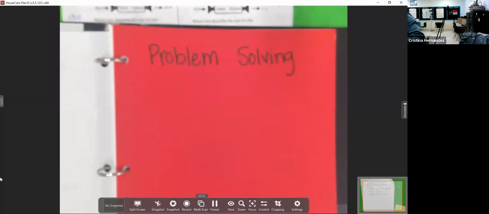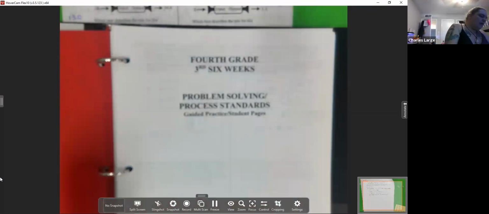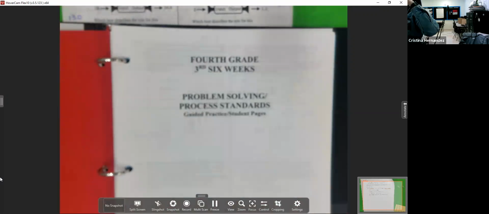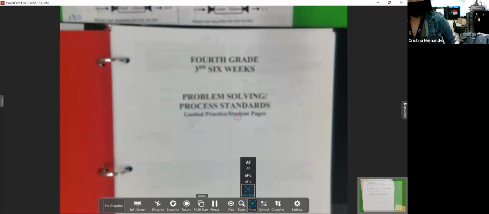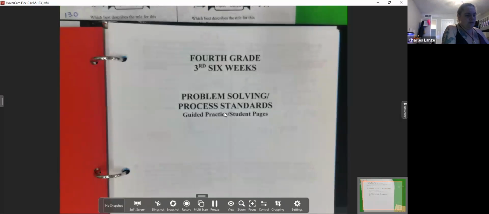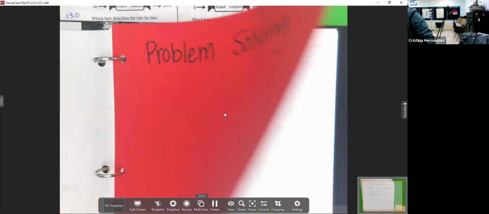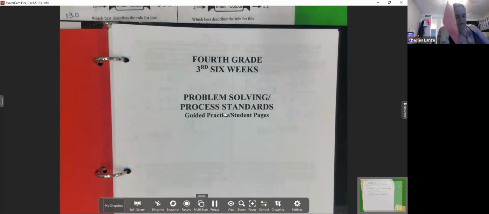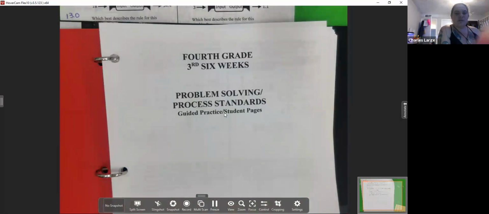If you flip to the very beginning, you'll see a page that says problem solving, right? Very beginning, one of the very first pages. Problem solving. Okay. That's the very beginning. I think it's red. It should be red. That's what I gave you. Okay. Red, problem solving. And that's 4 6 weeks problem solving.